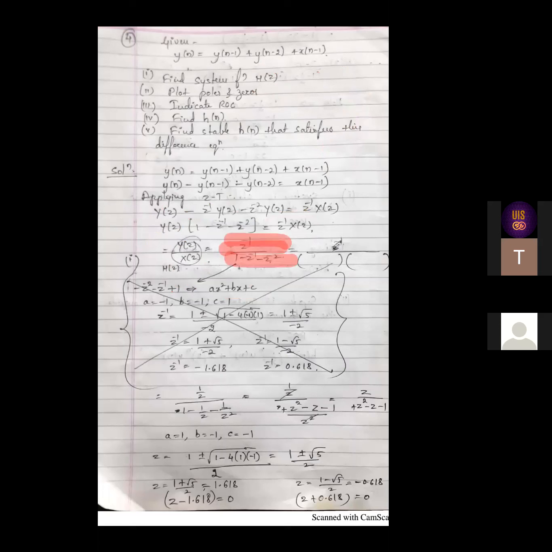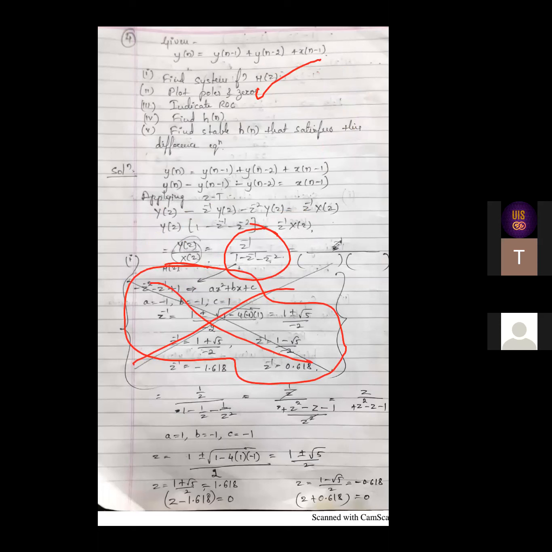So this is your H(z). Now, further, what is the next point? We need to go for poles and zeros. To get the poles and zeros, don't keep your H(z) in z inverse form. I tried that, but it was getting very complicated, so I converted it to z form. Don't keep your equation in z inverse form. Convert it to z and then proceed. It is easier for you to find the poles and zeros.